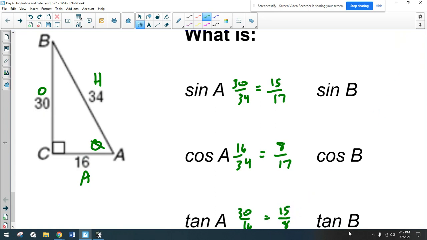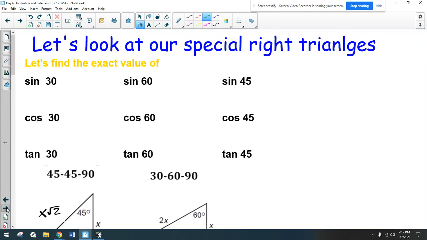Okay? Then when you do the B's, you just have to switch to this being your theta, and you'll have to switch the adjacent and the opposite. So it's the same thing. So that's when you see the word ratio. If they want the ratio of sides, that's what they're talking about. They just want a fraction. Okay? Now, same thing here.